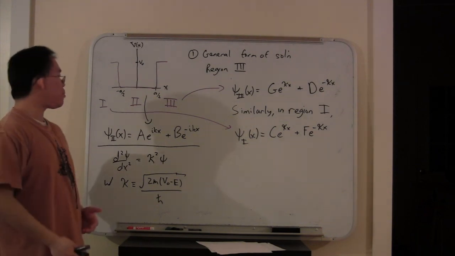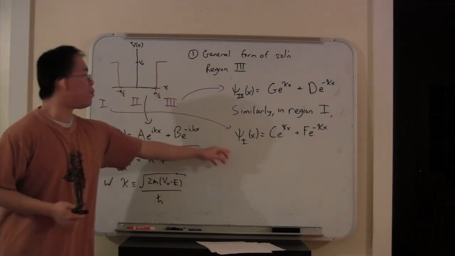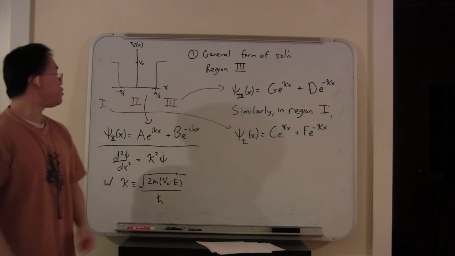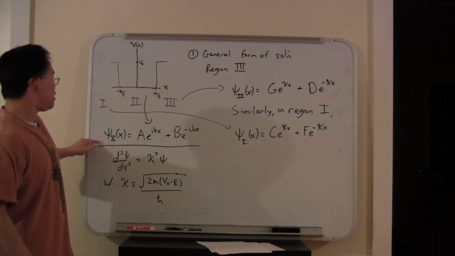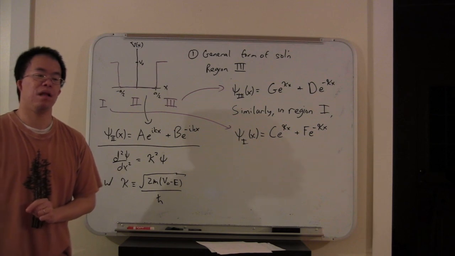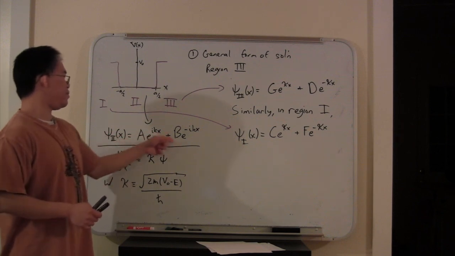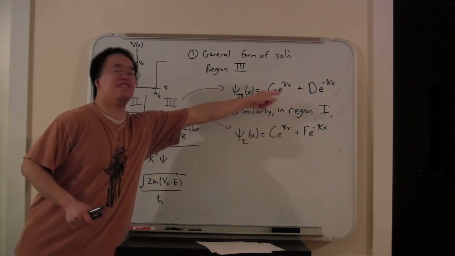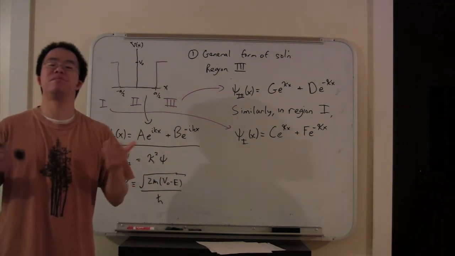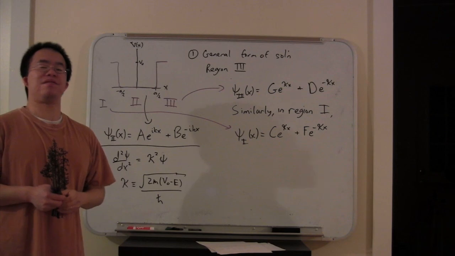So again, to recap, what we have is two different things going on. Outside the well in regions 1 and 3, the general solution is in the form of real exponentials, whereas inside the well, the solution is in terms of complex exponentials. So we have right now 6 undetermined constants, A, B, C, F, G, and D. So the next step is to apply some boundary conditions that will help us determine what these constants have to be.